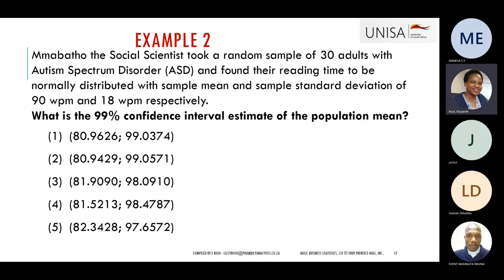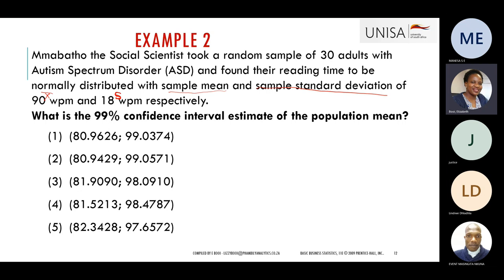Okay. So let's look at another example where we are not given the population standard deviation. A social scientist took a random sample of 30 adults with autism spectrum disorder and found their reading time to be normally distributed with a sample mean and a sample standard deviation of 90 words per minute and 18 words per minute, respectively. When they say respectively, it means the first value corresponds to the first thing mentioned. So the sample mean will be 90. They gave us our X bar, and the standard deviation will be our S, because the statistic for the sample standard deviation is represented by an S.